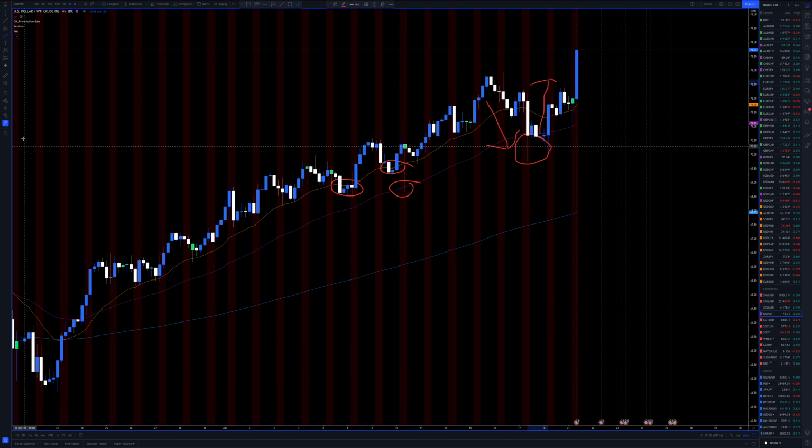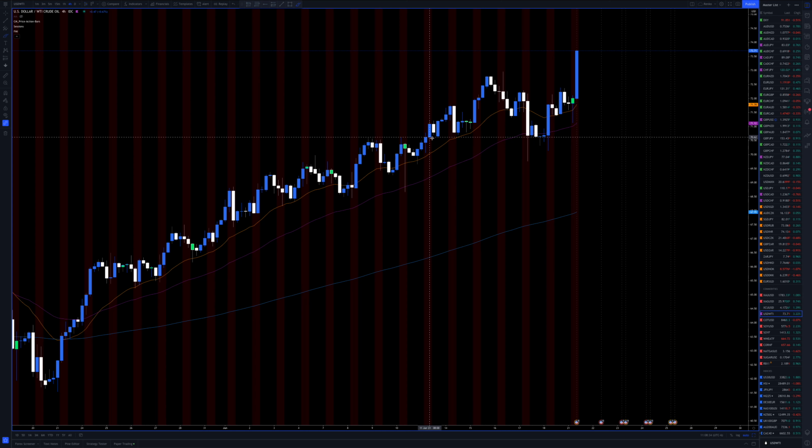But let's take a look at this. I'm just going to delete all these lines off the chart, and we're going to look at this structure here on a 4 hour. The reason we're doing it on a 4 hour is because I know lots of you don't have time to look at the markets all day and sit in front of the charts.